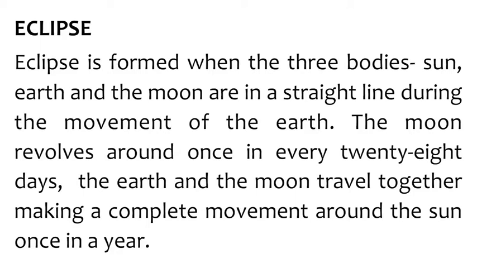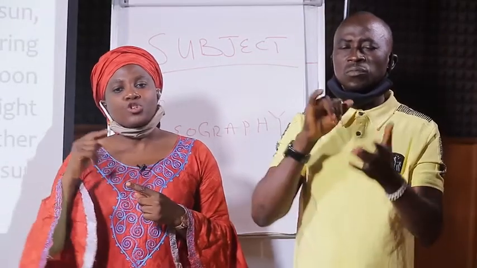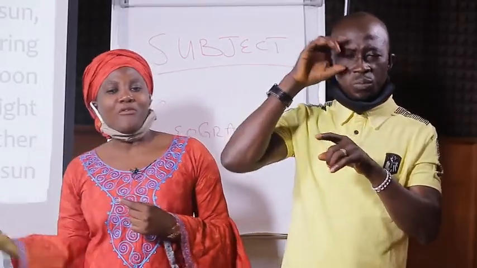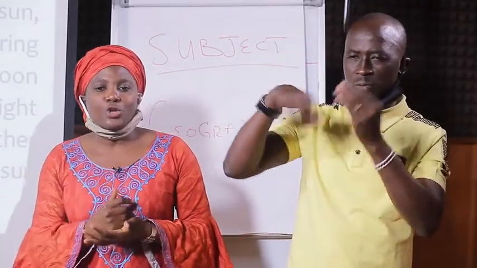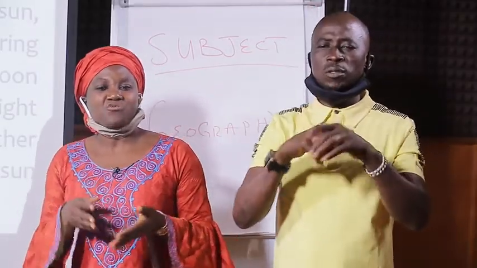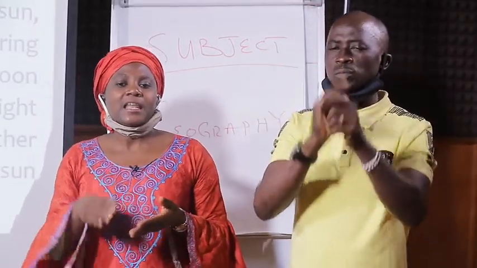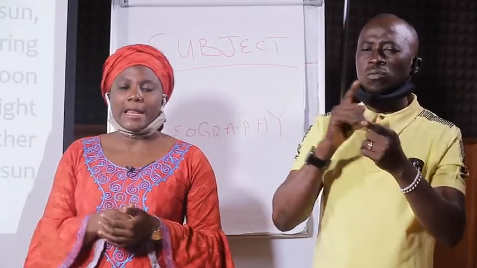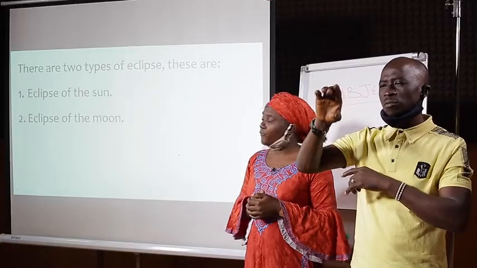moon, are in a straight line during the movement of the earth. The moon revolves around the earth once in 28 days, and the earth and the moon travel together, making a complete movement around the sun once in a year. That is, as the moon goes around the earth, the earth is going around the sun. During the course of this movement, they form a straight line, and this line leads us to have what we call eclipse.